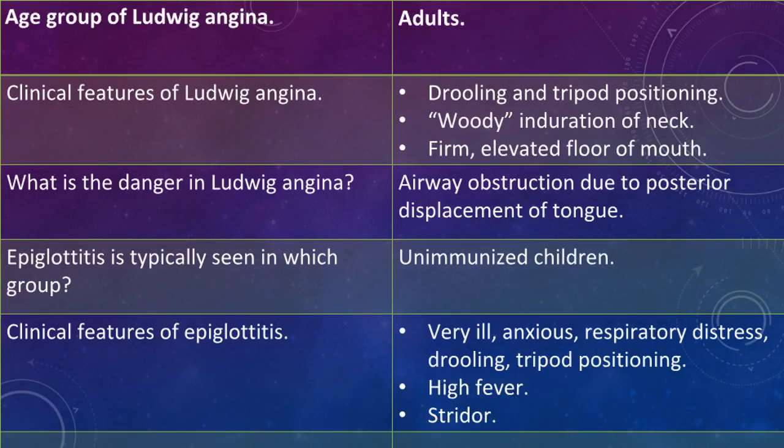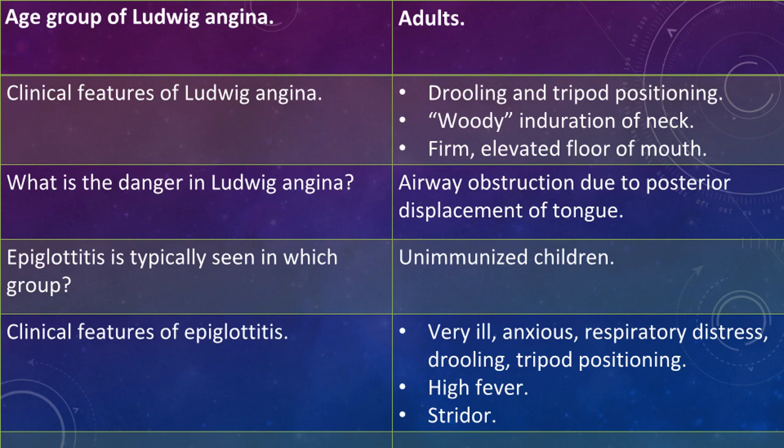Age group of Ludwig angina. Adults. Clinical features of Ludwig angina. Drooling and tripod positioning. Woody induration of neck. Firm, elevated floor of mouth. What is the danger in Ludwig angina? Airway obstruction due to posterior displacement of tongue.